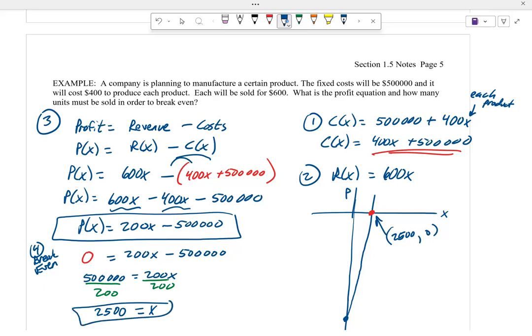So if we sell more than that, we're making profit, right? That's a good thing. We don't want to sell less than 2,500. We're not going to be a successful business.